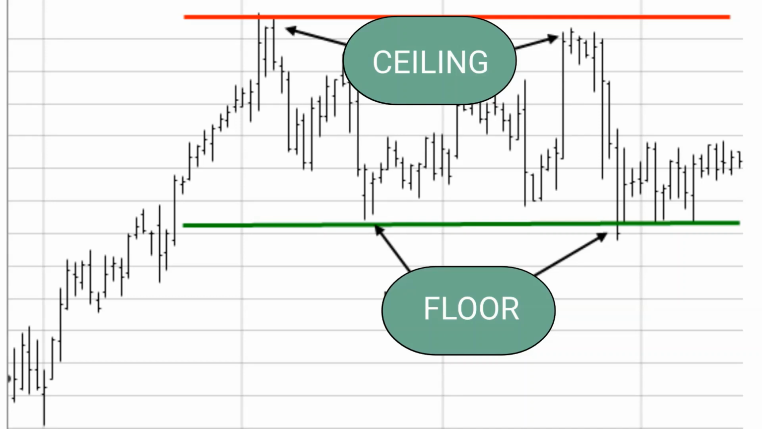Now, let us see what no trend looks like. It would seem the stock is caught in a box. A floor and a ceiling are formed. It is not advised to trade in such range-bounded stocks.